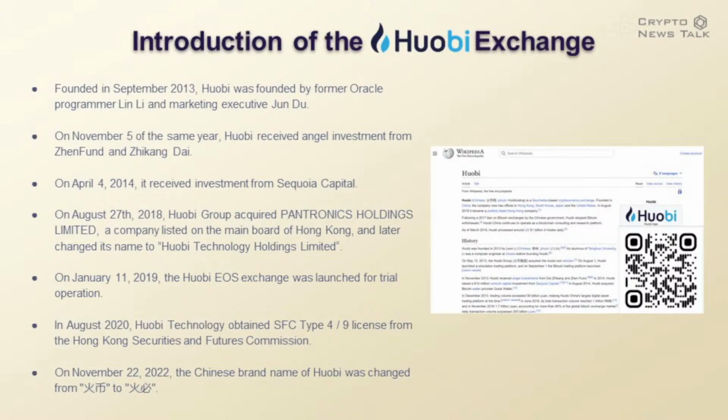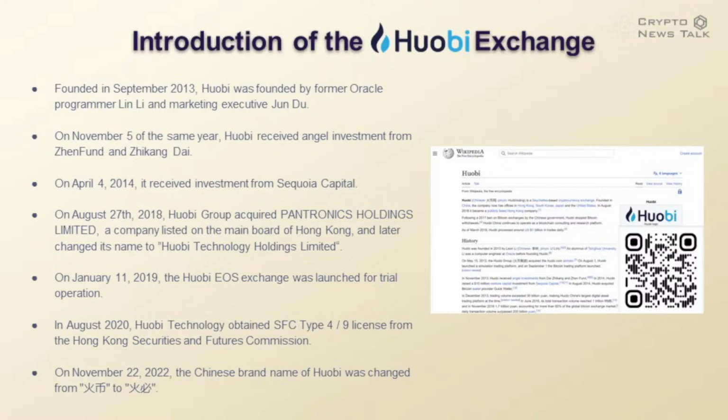Soon after, in January 2019, Huobi ESO exchange was launched for trial operation. In August 2020, Huobi Technology obtained a Type 4 and Type 9 license from the Hong Kong Securities and Futures Commission. So as you can see, the birth of Huobi is very CCP centered. Everything is from Communist China.